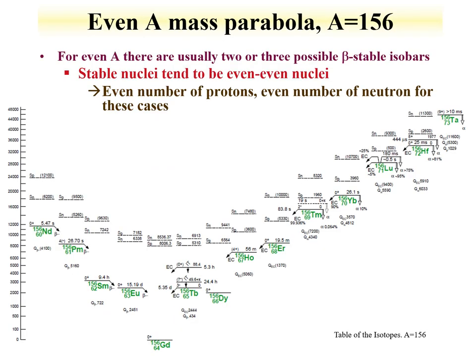Previous slides show an example of the A157. Here's an example of the A156 mass parabola. This is taken from the table of the isotopes. What we want to show here is that there are two stable nuclei within this trend. And again, we see this mass parabola is going to give a lot more information. We see the beta decay here.